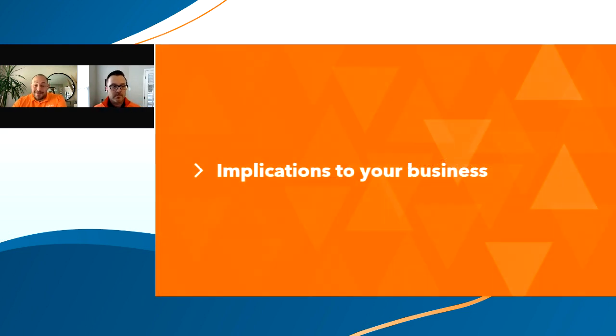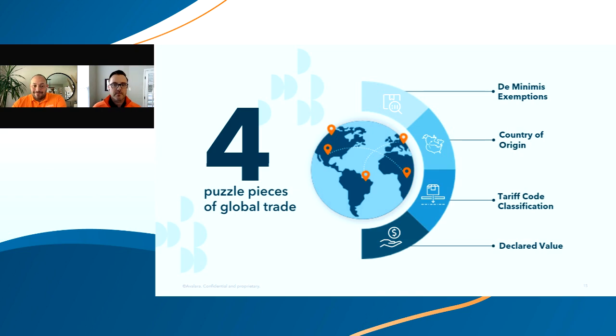So yeah, implications to your business. There's four big pieces of global trade, right? There's the de minimis exemption, which may be coming back. There's country of origin, which is where your product is actually made. The tariff code classification, which dictates how much or how little tariffs you get, and then the declared value of the product.